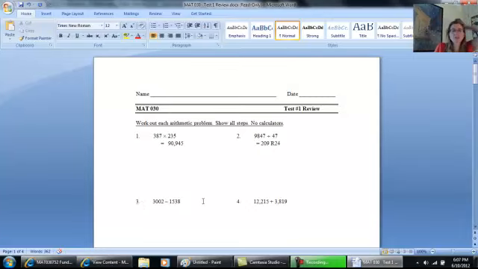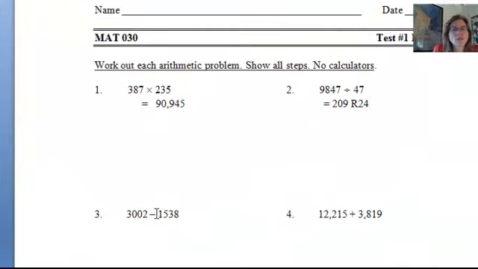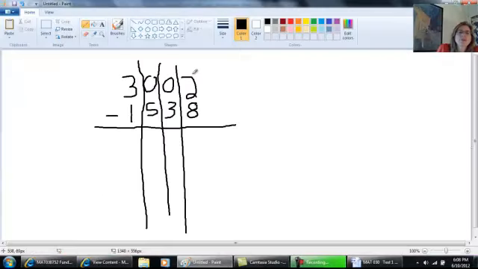It's a subtraction. 3002 minus 1538. You have to make this number larger to subtract 8 things from it. You can't have 2 things and take away 8 things. You need to borrow from here. Well, there's nothing there. So we need to borrow from here. Well, there's nothing there either. So we have to go all the way over here.